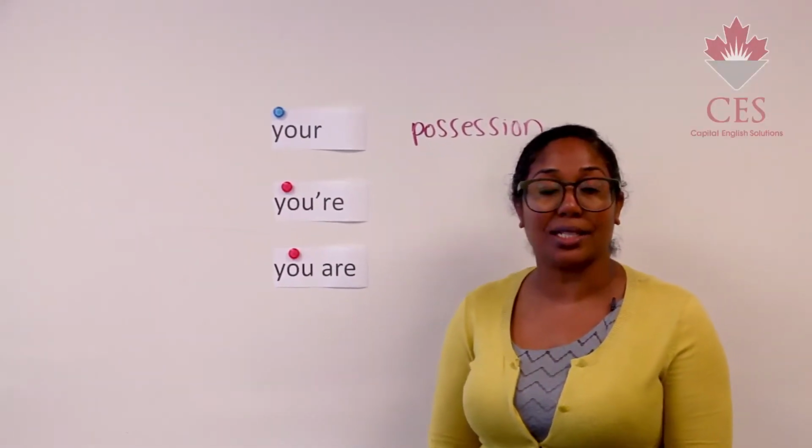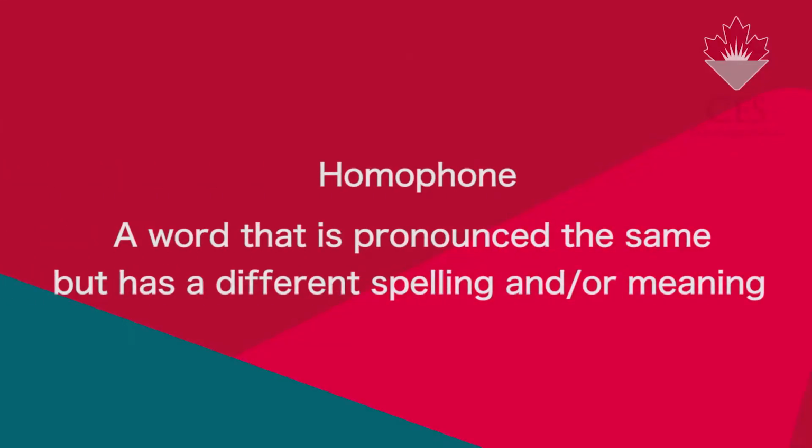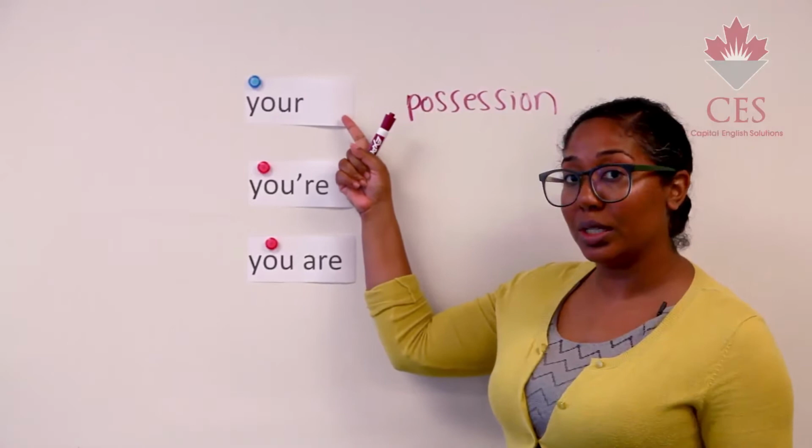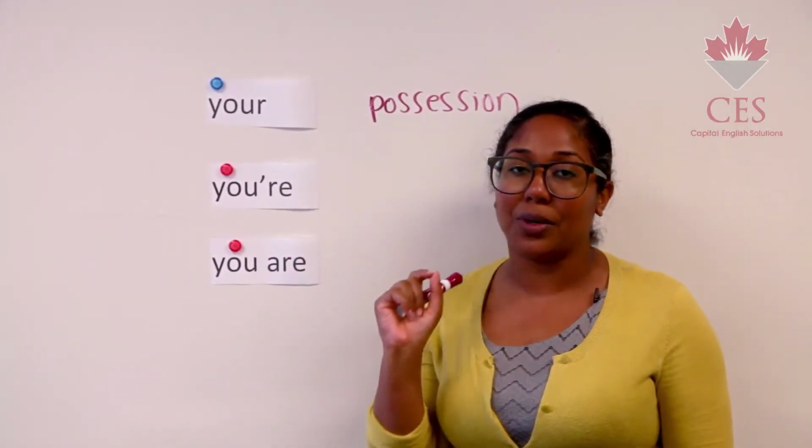Today we'll be looking at the homophones your and you're. A homophone is a word that is pronounced the same way but has a different meaning. So as we can see here, your and you're are almost exactly the same in pronunciation.